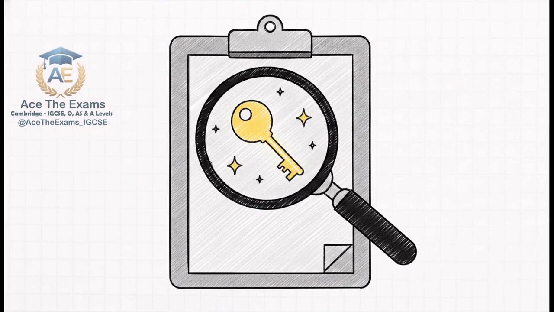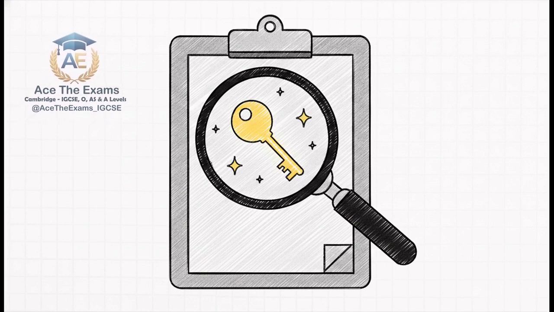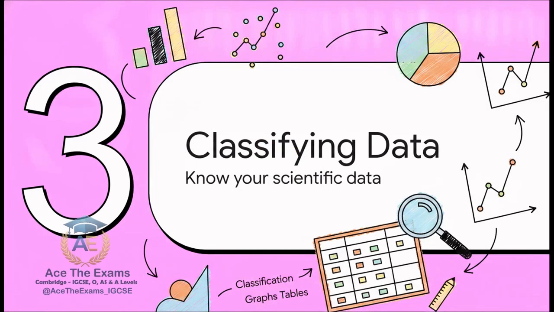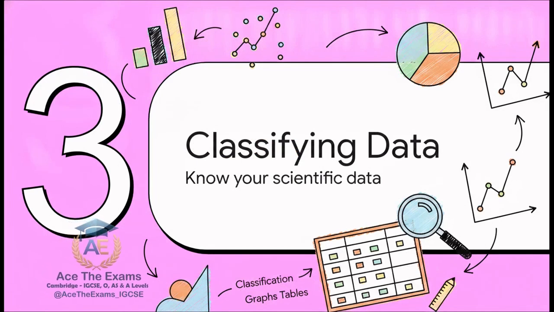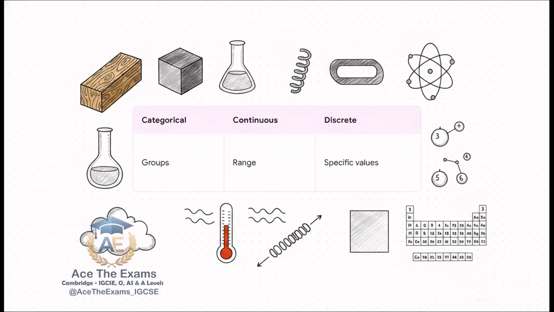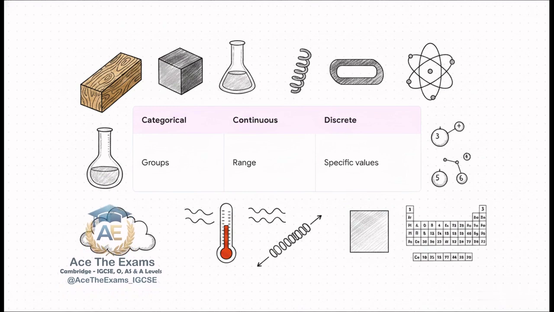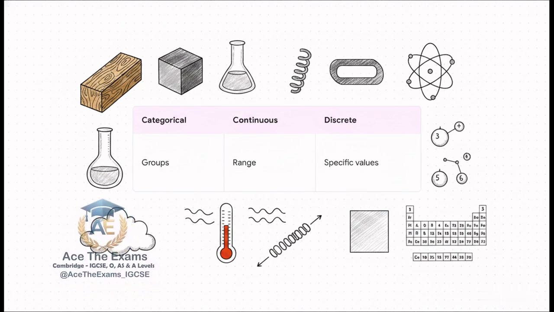Now, in a moment, I'll show you the examiner clue that changes the answer completely. But first, you need the framework that makes that clue obvious. Section 3. Classifying your scientific data. Knowing your variables is really only half the battle. You also have to categorize the information you collect correctly because this dictates exactly how you design your tables and what type of graph the mark scheme expects you to draw.